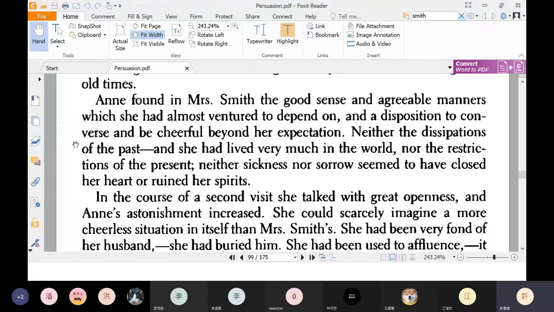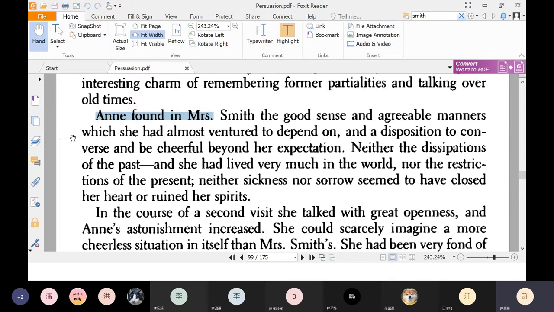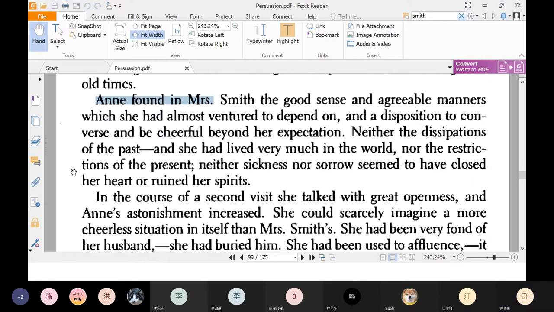Okay, so Anne goes to visit Mrs. Smith. Anne found in Mrs. Smith the good sense and agreeable manners which she had almost ventured to depend on. So remember that Mrs. Smith is an old school friend of Anne's. So Anne knew her from way before. So when here it says that she did almost ventured to depend on Mrs. Smith's good sense and agreeable manners, this means that when they were younger, Mrs. Smith, I guess she was, I forgot her name, Miss Hamilton or something. Miss Hamilton, before she got married. Miss Hamilton did have good sense and agreeable manners. And so Anne is almost venturing to depend on the fact that she still has these.